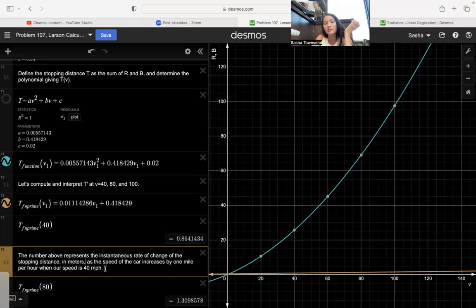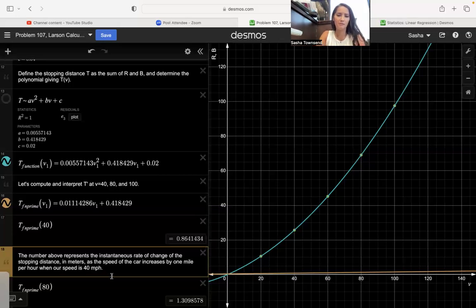So we're driving 40 miles per hour. If the speed just increases by a little bit, if it increases by 1, how much will my stopping distance increase? Well, my stopping distance will increase by 0.86 meters, approximately, for every 1 mile per hour increase in speed at that particular speed when I'm already going 40 miles per hour. Does that make sense?